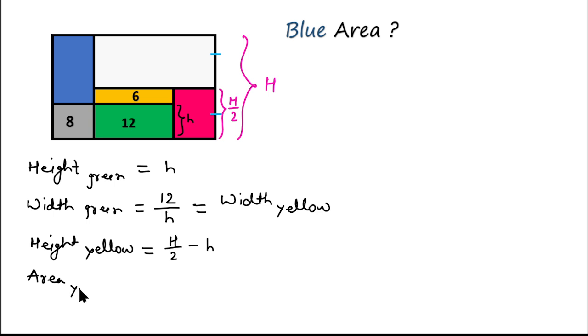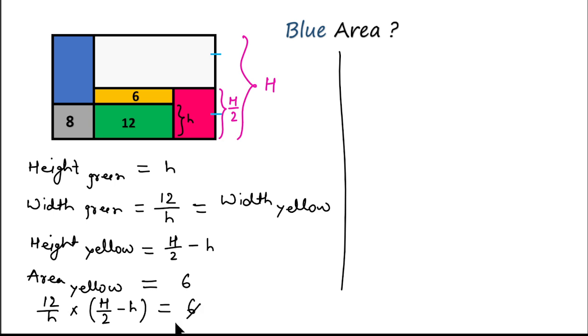After this I will calculate the area of this yellow rectangle. The area of this yellow rectangle is given according to the question as 6 unit square, and we know that area is height into width, or width into height. So the width of this green rectangle is equal to the width of this yellow, which we have already calculated as 12 by h. So 12 by h into, and the height of this yellow is what? Just as we have calculated, H by 2 minus small h is equal to 6. We can write it in this way.